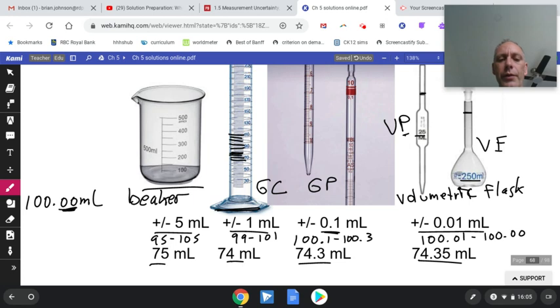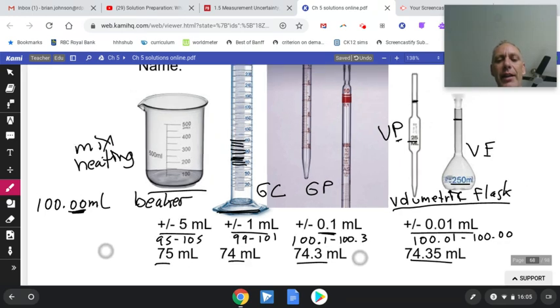Choosing the right tool for the job. Beakers are good for mixing and heating. They're more like a bowl. If you're thinking of cooking in the kitchen, this is your mixing, heating bowl to put in the microwave. And a graduated cylinder is like a measuring cup, and a volumetric flask is a whole other level of accuracy that we don't use in our kitchens because we don't need to be that accurate.